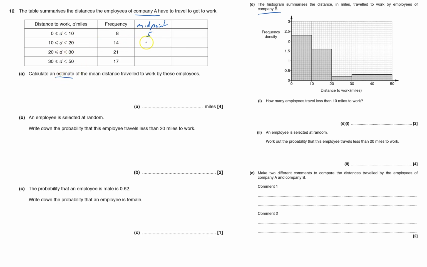So the midpoint of 10 and 20 is 15. 20 and 30 is 25. And 30 and 50, ooh, that's 40. So just be careful. Don't just follow the pattern every time. Work it out. That's my frequency, and this is my midpoint, which is x. I need an fx column, which is my frequency times the value. So 8 5s are 40. That basically means 8 in this group, roughly 5 each, so their total number of miles would be 40.